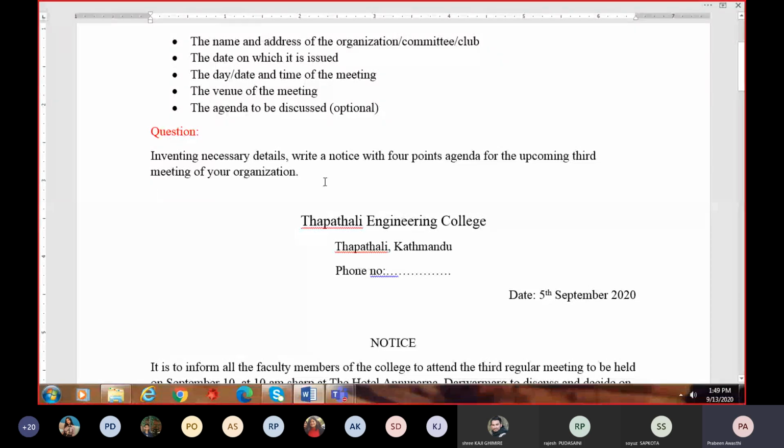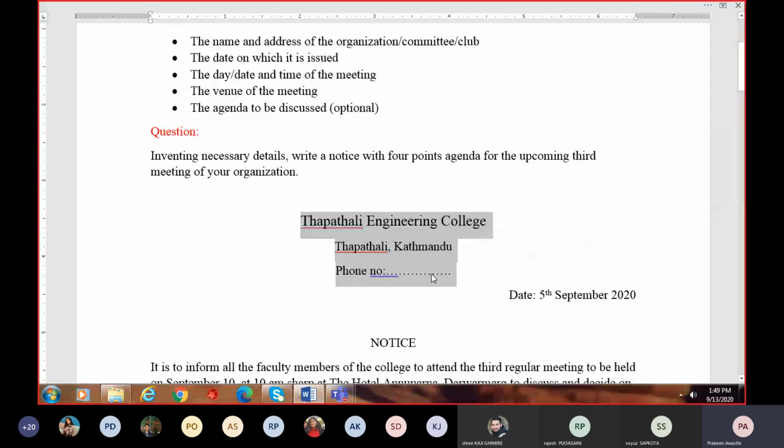Look, first, the name, address of the organization with phone number. I told you, write in this way. Don't write the way you like. Follow a certain format, because we talked about layout.